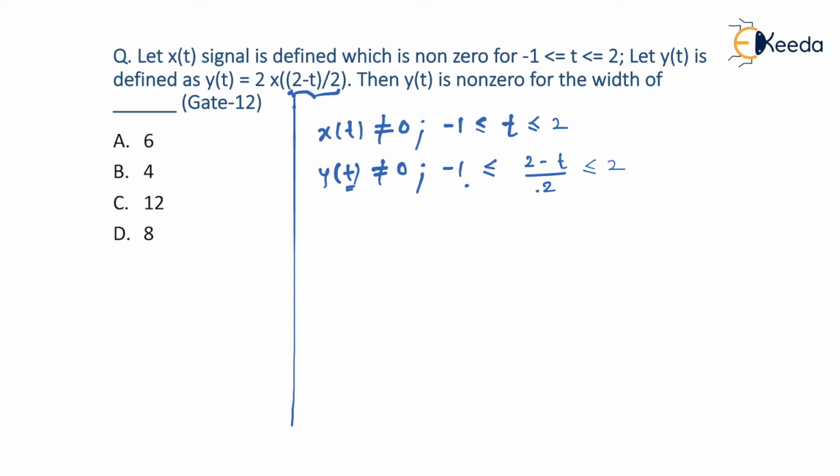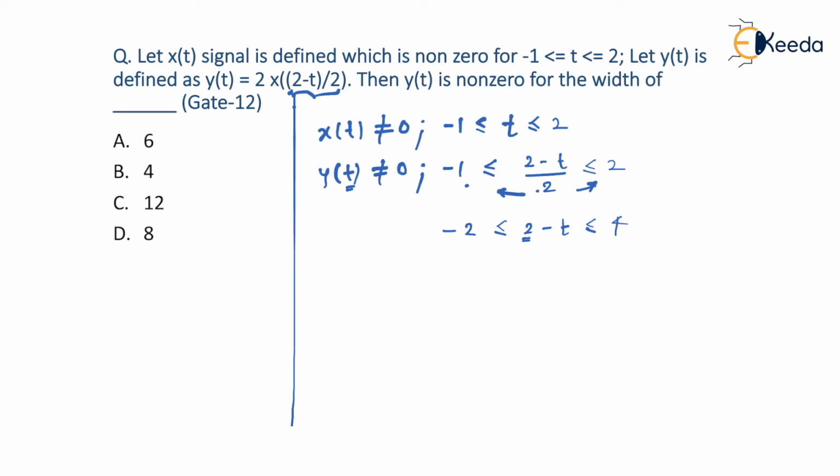So now you can shift the 2 to here also and here also. You have to shift it to both sides. Please remember that. Otherwise, you will shift this 2 to only one side and then it will give you a wrong answer. Then -1 into 2 becomes -2, so -2 should be less than or equal to 2 minus t, less than or equal to 4.